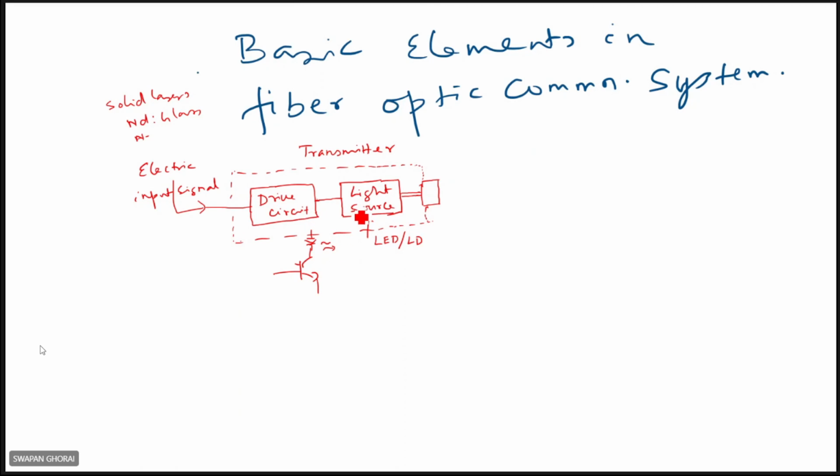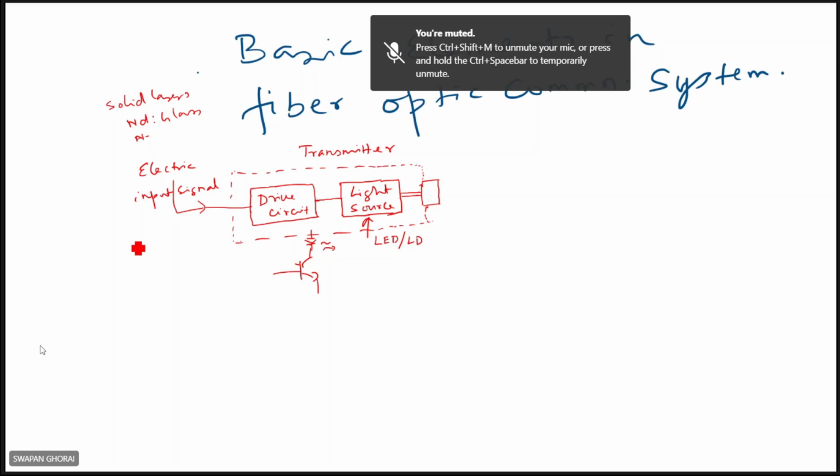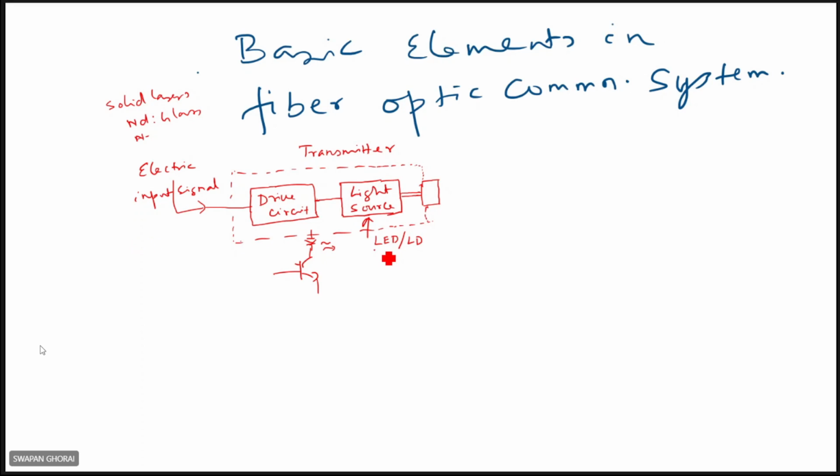Now, come to the light source. To some extent I mentioned, it can be a coherent source or an incoherent source. So this is the incoherent source, and this is the coherent source, right? LED, and we'll discuss in detail.